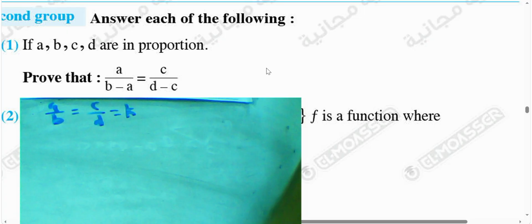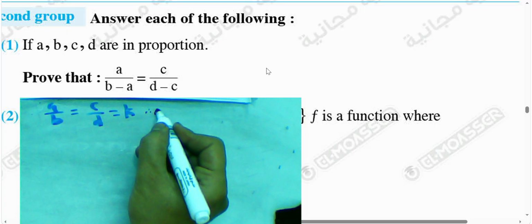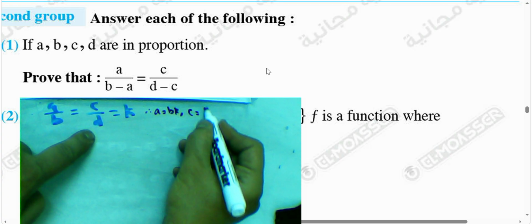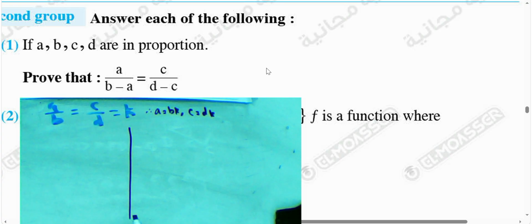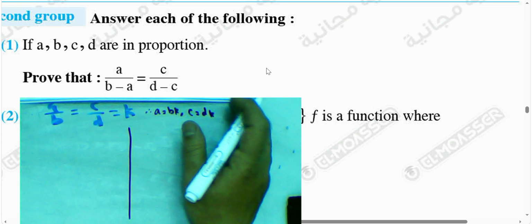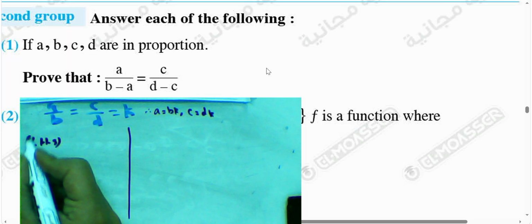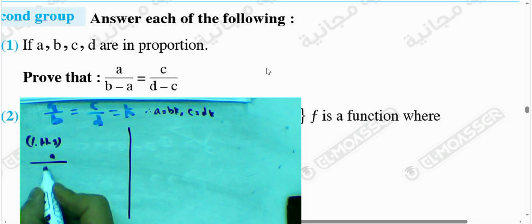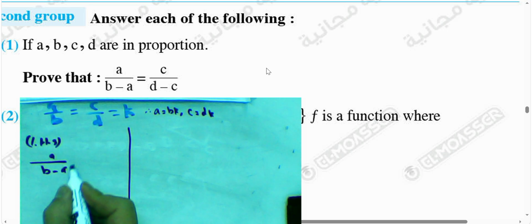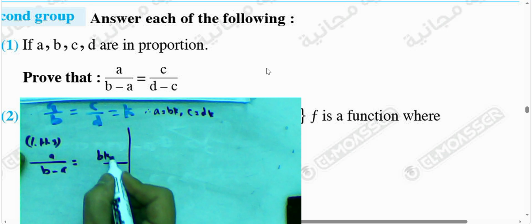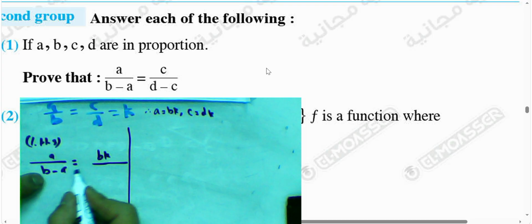The value of A equals BK and the value of C equals DK. I will divide it into 2 parts. First start from the left hand side. Left hand side is A over B minus A. A was BK over B minus A.